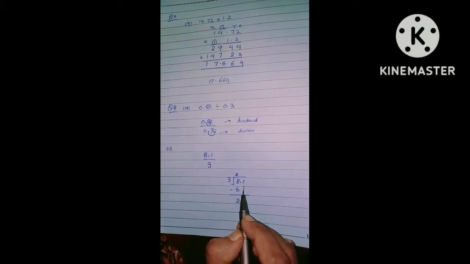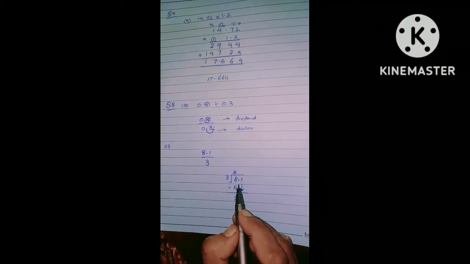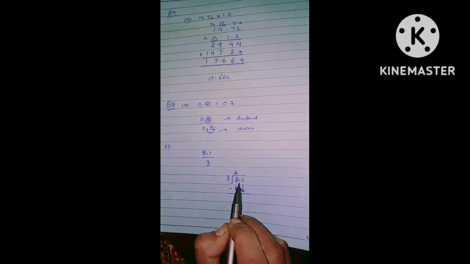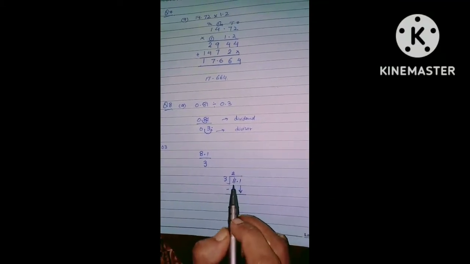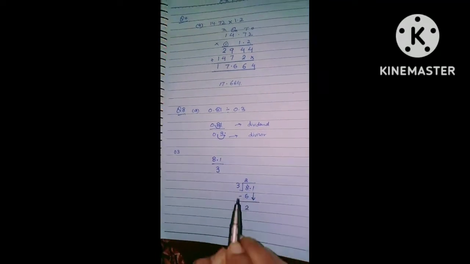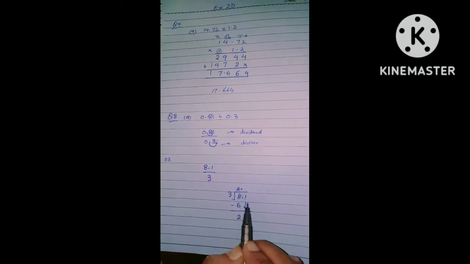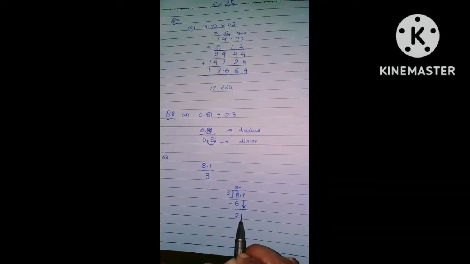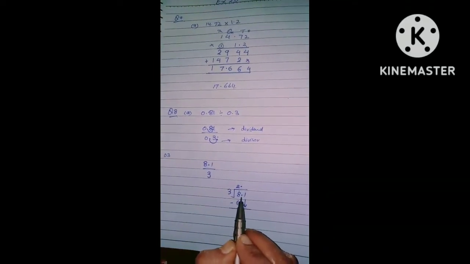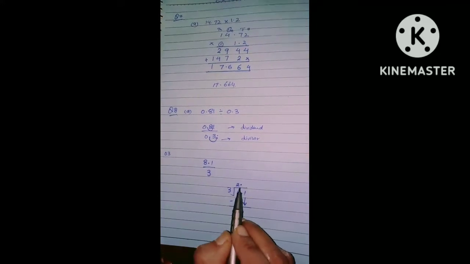I need 1 here. But before this one, the decimal is here. So what you need to do is, while dividing, wherever the decimal comes, just pick it up and put it in the quotient here. Okay, so I have just moved the decimal here because I want 1 here. So there was a decimal before it, so I just picked it up and put it here.